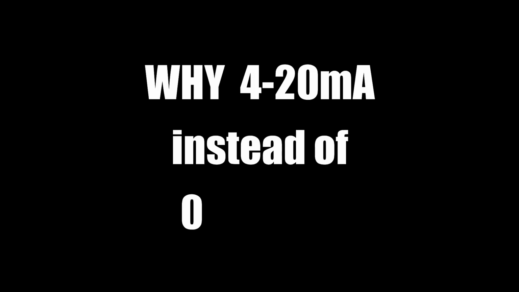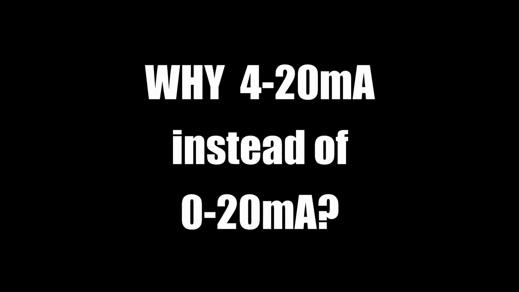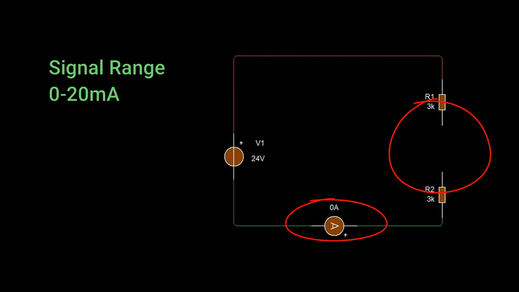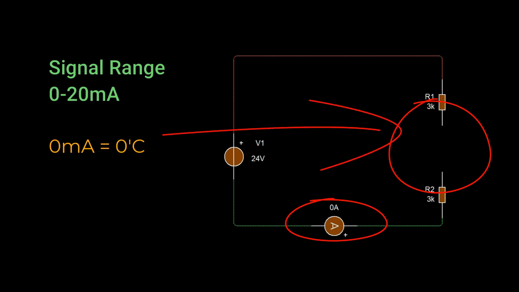Why 4 to 20 milliamp instead of 0 to 20 milliamp? If the signal range were 0 to 20 milliamp and the wire breaks or the sensor fails, the current drops to 0 milliamp. But 0 milliamp also means the sensor could be reading the minimum value. How would you know if it's working correctly or just broken?